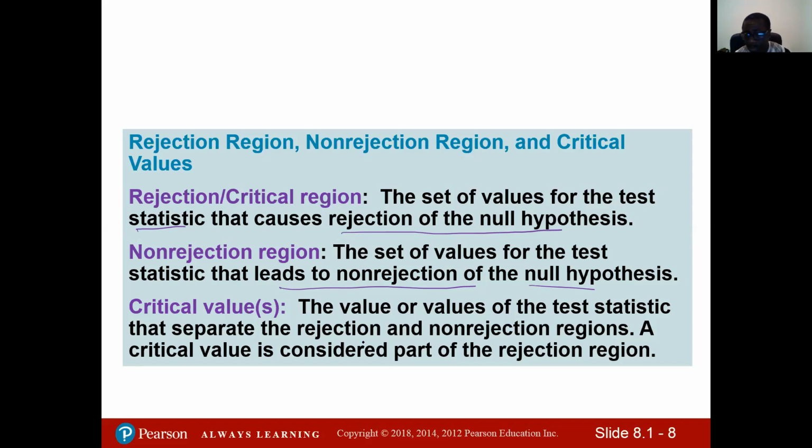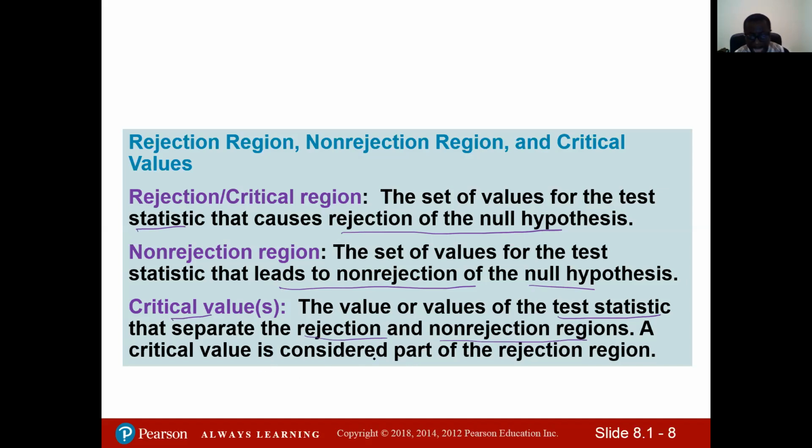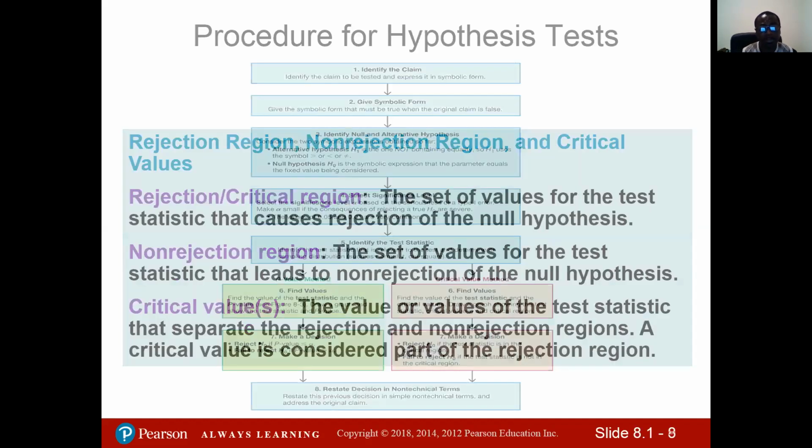And then a critical value depends on what type of test it is. If it is a left tail or right tail, then it's a one critical value. If it's two tail, it has two values. Now this value is a test statistic that separates the rejection region from the non-rejection region. Okay, it's important to know that a critical value is considered part of the rejection region. So I try to put some diagrams to explain this further.